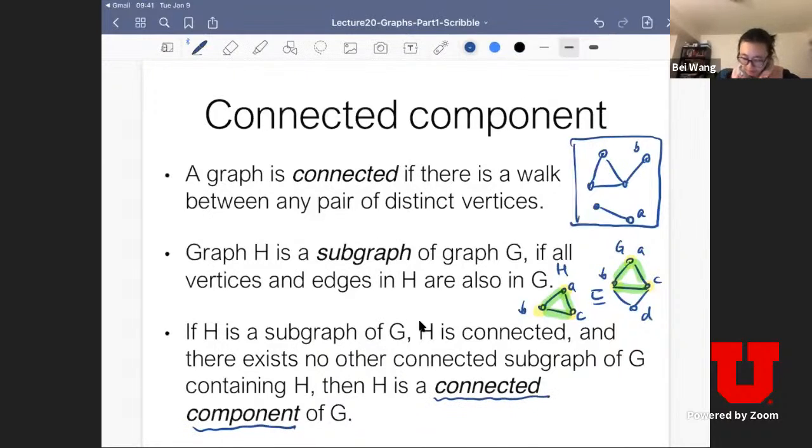So for example, in this example right here, the subgraph AC is a connected component of G. Let's see, the whole graph G is a union of those things. And then the graph H is the one that contains vertex AC and the edge AC.